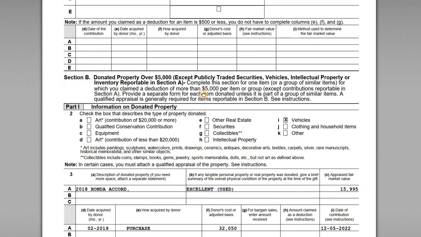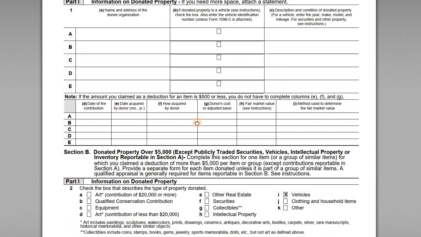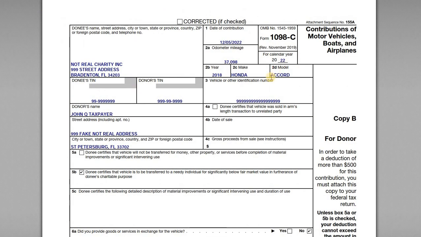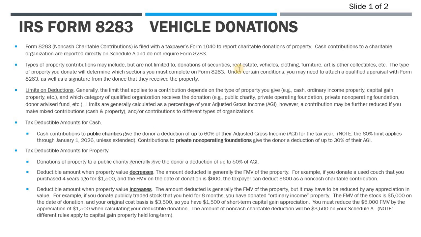So we've got the 8283 in front of us here, which we'll go through. And we do also have a sample Form 1098-C. You would receive this from the charity after the vehicle is donated. And then I also have just 2 slides here covering some background on non-cash donations and then the fact pattern that we'll be working with.